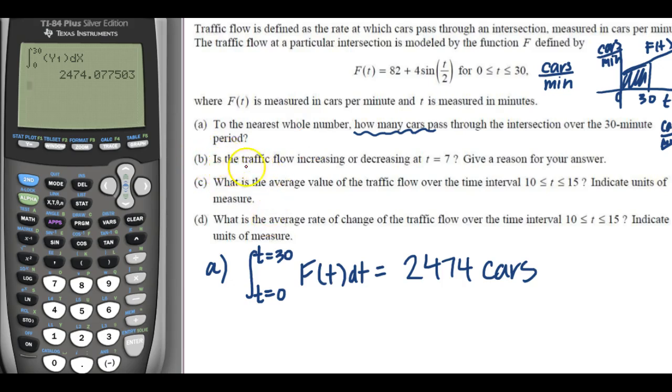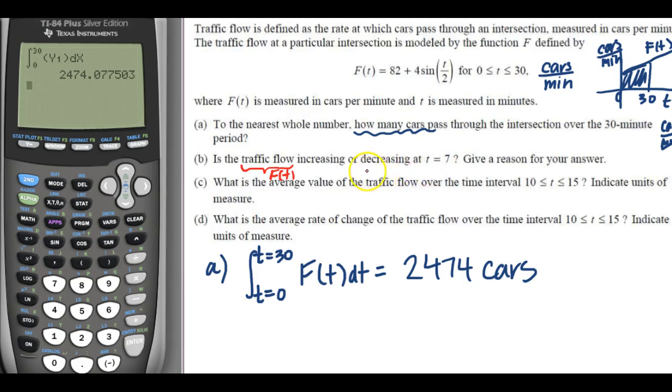Part B is asking, is the traffic flow increasing or decreasing at time t equals 7? Give a reason for your answer. So here is the traffic flow. Well, traffic flow had a name or a function. The function is called f of t. So here they've written it out in words. Is the traffic flow increasing or decreasing? But traffic flow really can be thought of as f of t. So this problem is asking us, is the function f of t increasing or decreasing at time t equals 7?